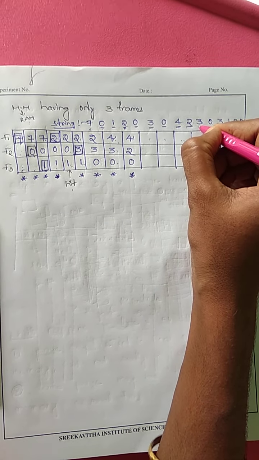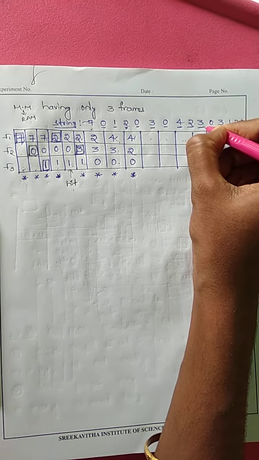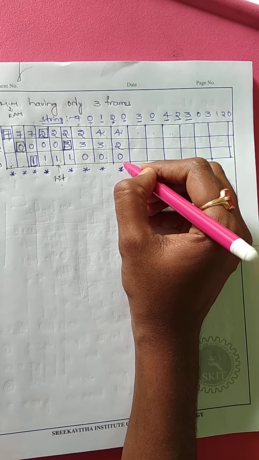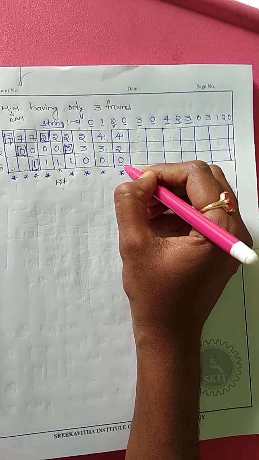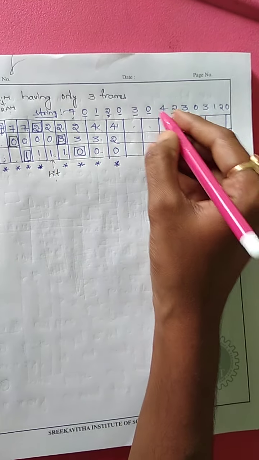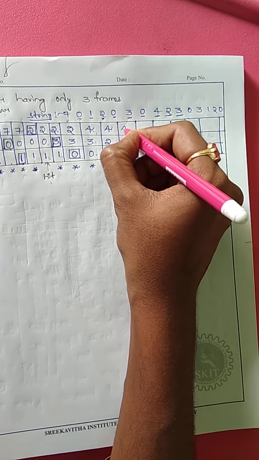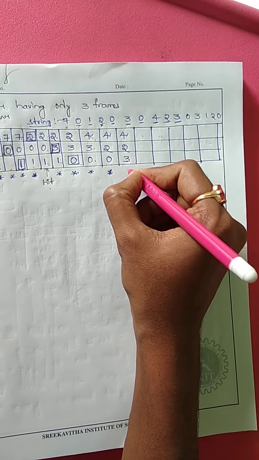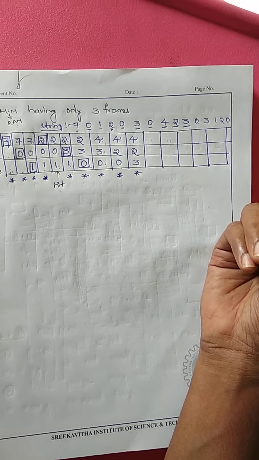So, what's the next page the CPU is demanding? 3. Is it there? No. We can call it a page fault. So, what's the next page we have to remove? The next one is 0. 0 is replaced here. 4, 2 and 3. So, we can call it a page fault.